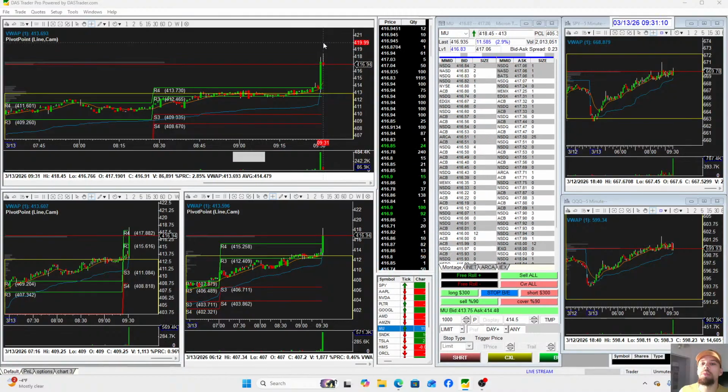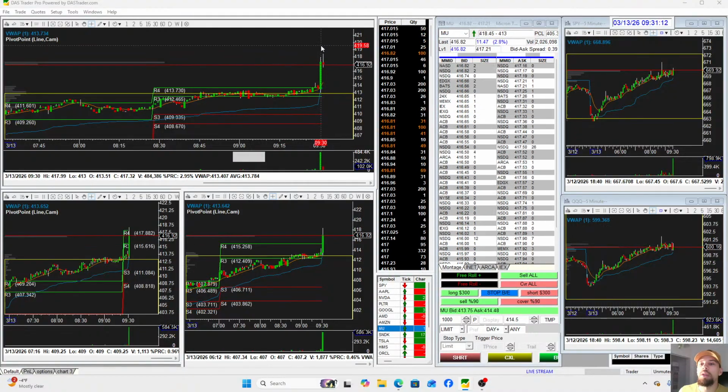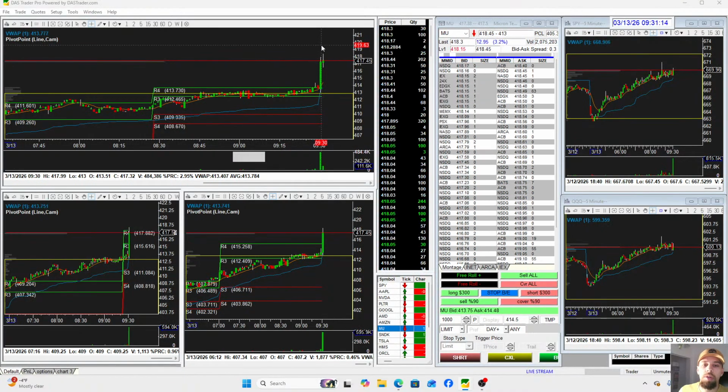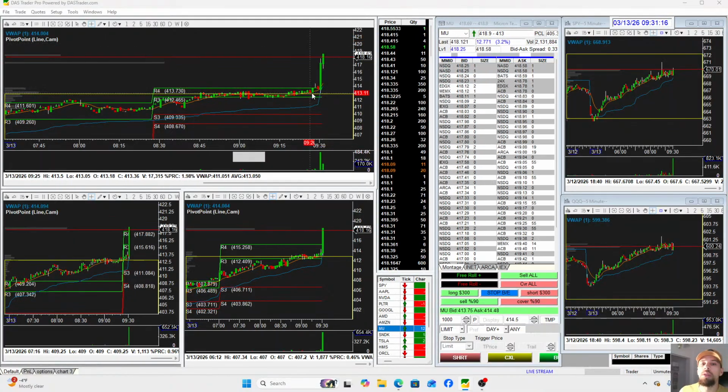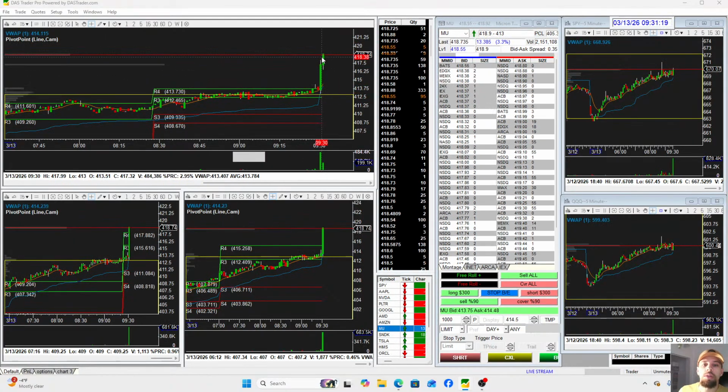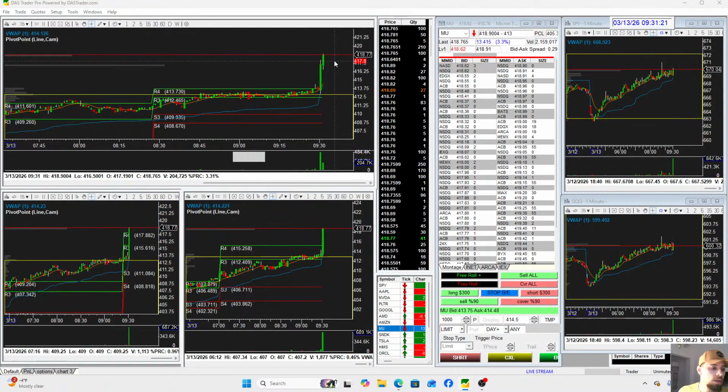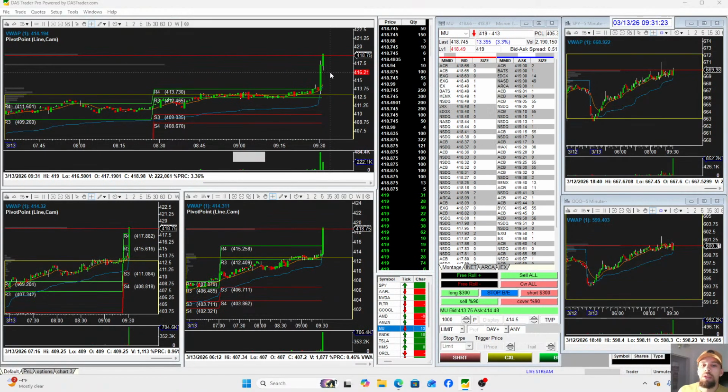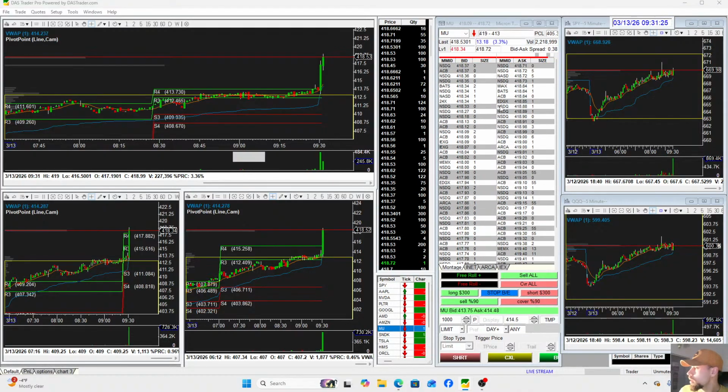So I wouldn't be surprised if MU makes it up to 420. Looks like it wants to. It's pushing up pretty aggressively. Yeah, very strong.